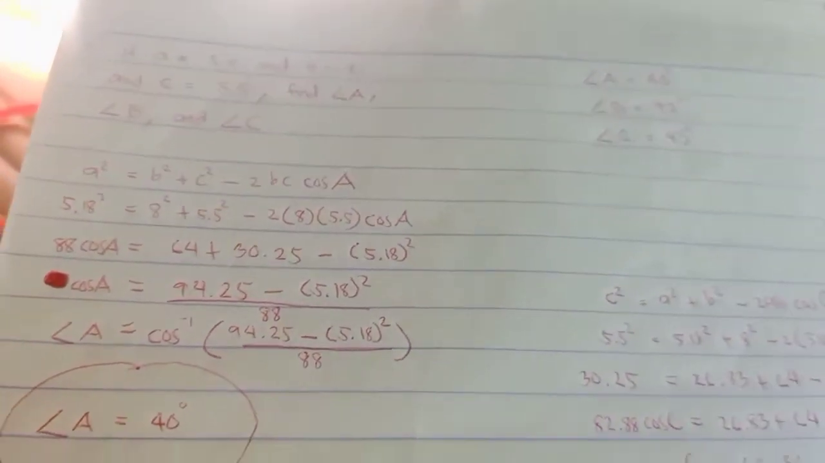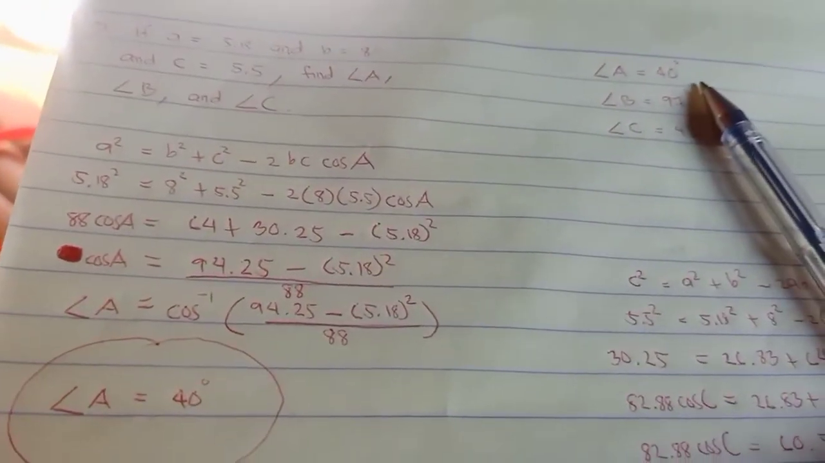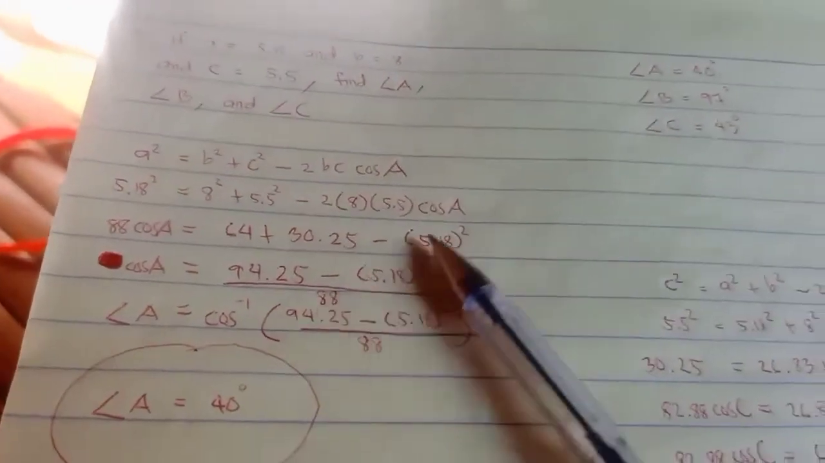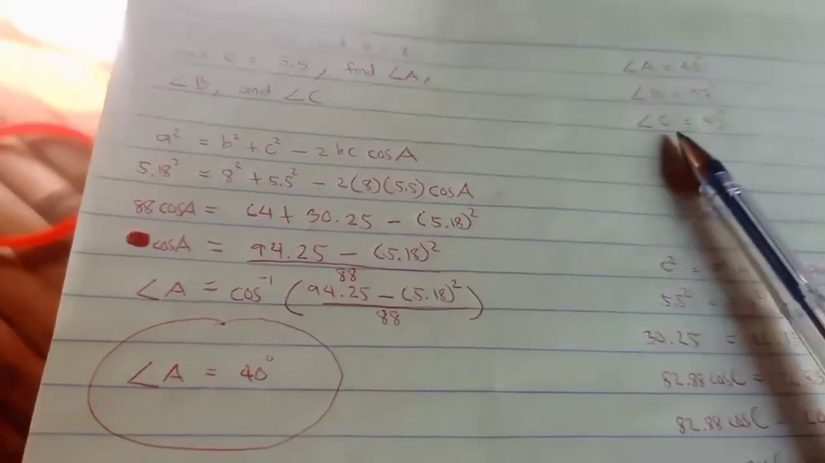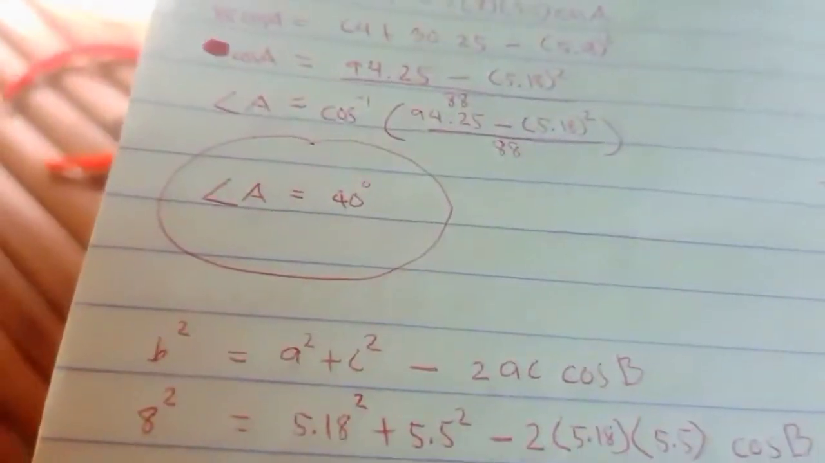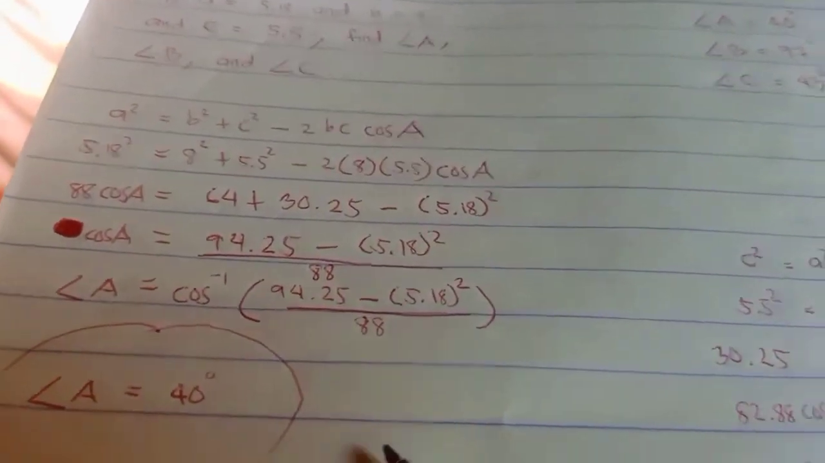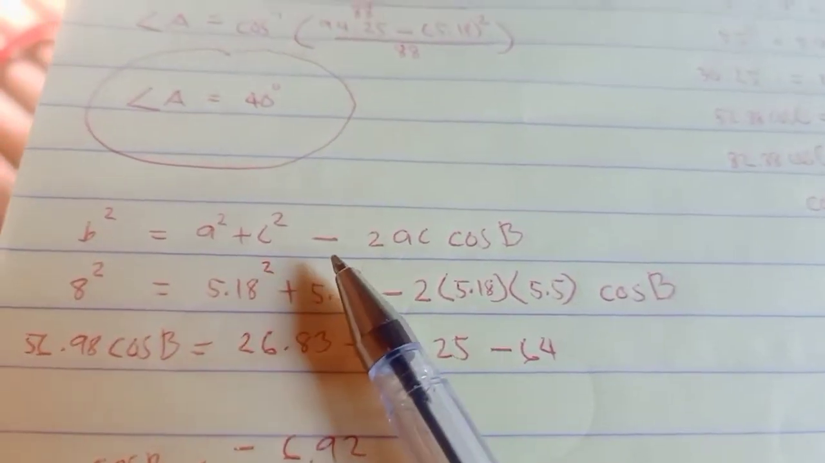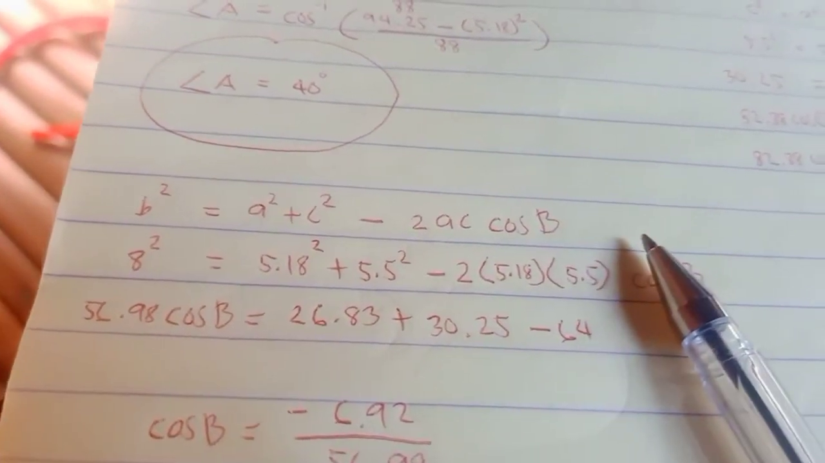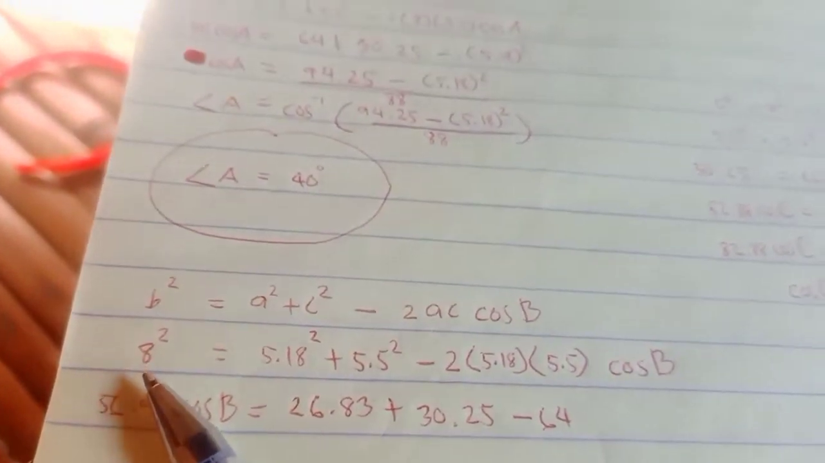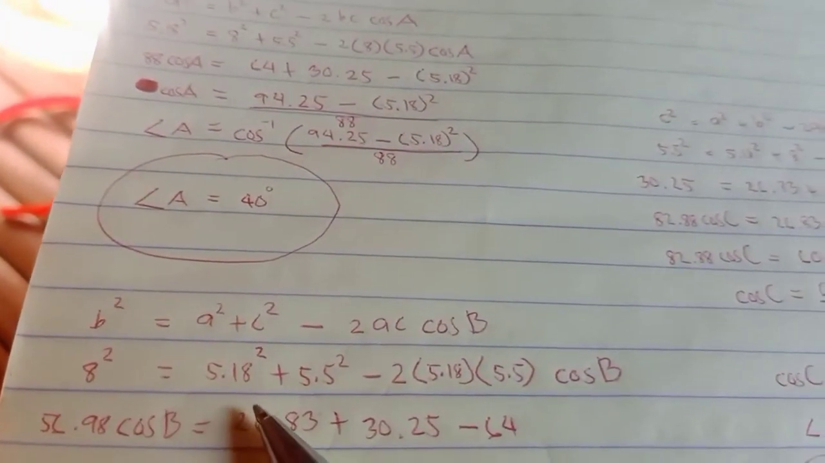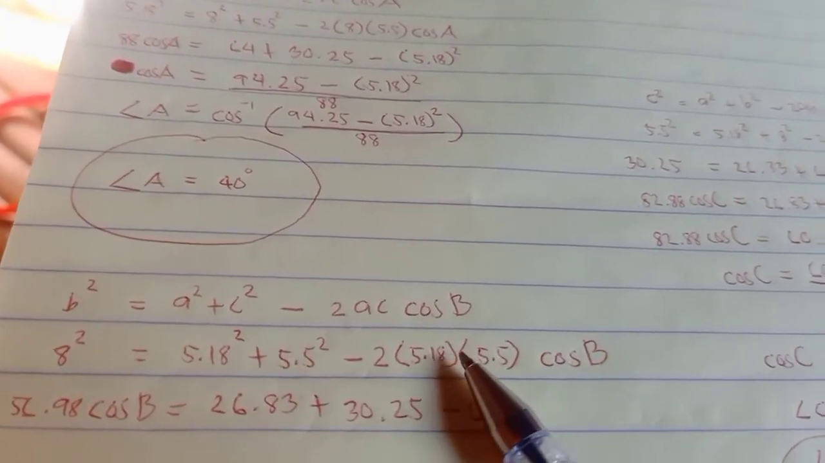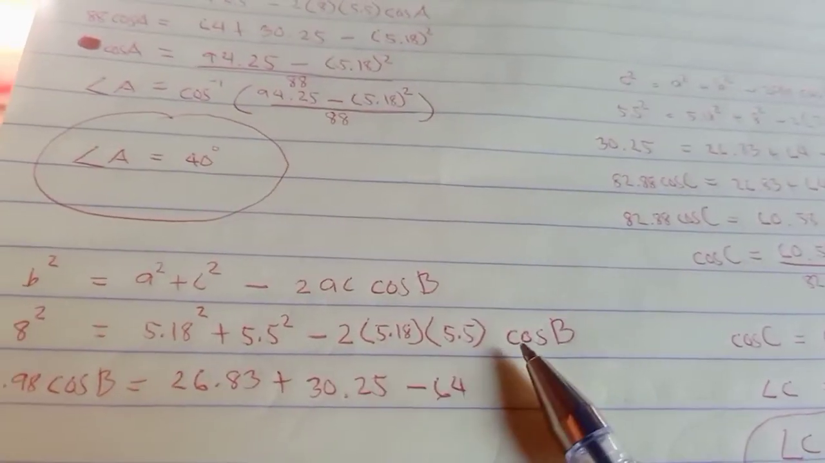As we can see, 40 degrees is equal to 40 degrees here from our previous example, which means that our solution is correct. So next is we have to find the measure of angle B. The formula is b squared is equal to a squared plus c squared minus 2ac cosine B. So substitute: 8 squared is equal to 5.18 squared plus 5.5 squared minus 2 times 5.18 times 5.5 cosine B.